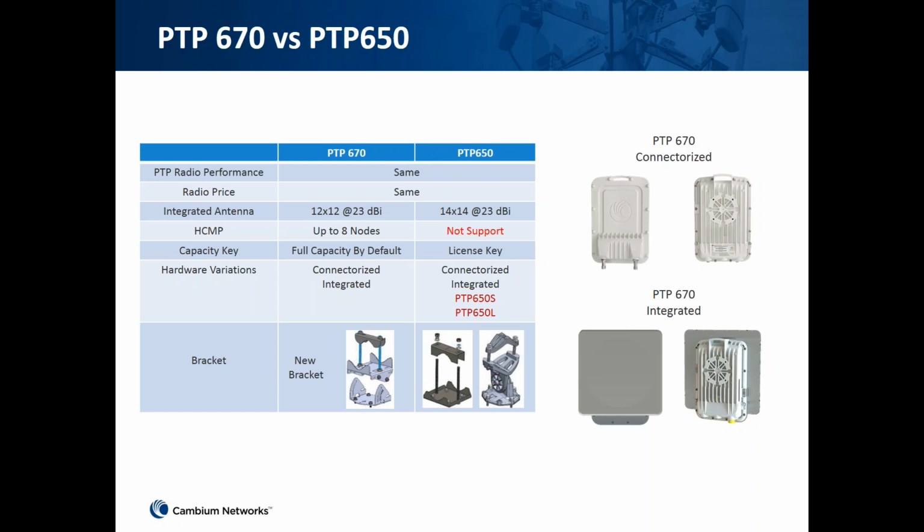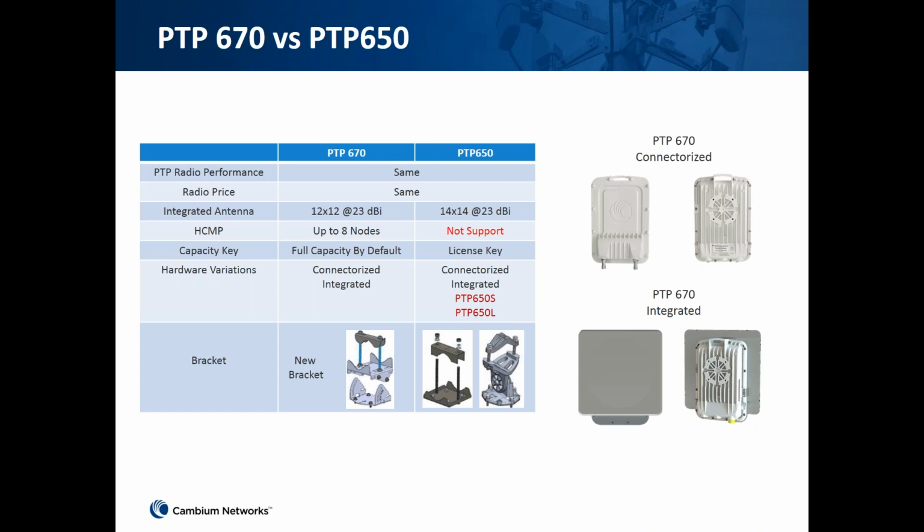In the integrated antenna part, we have actually made it shorter, from 14 by 14 inch to a smaller compact 12 by 12. So it's almost a one-quarter reduction in the size of the radio itself. HCMP is not supported on the PTP 650, and it is supported up to 8 nodes on the PTP 670.